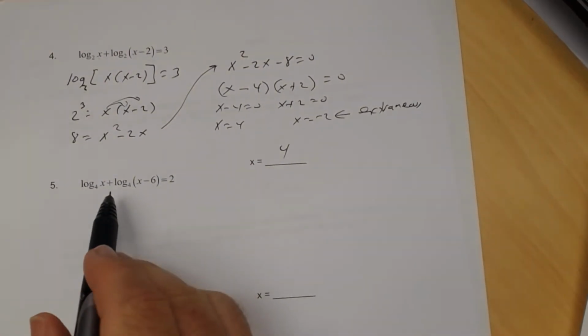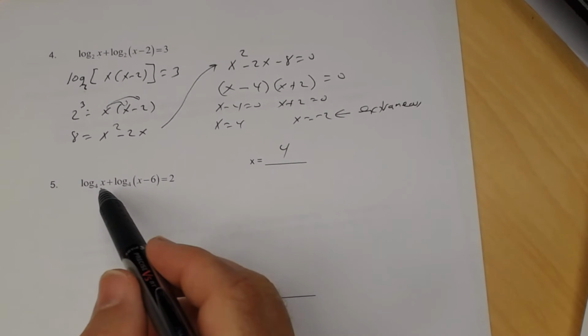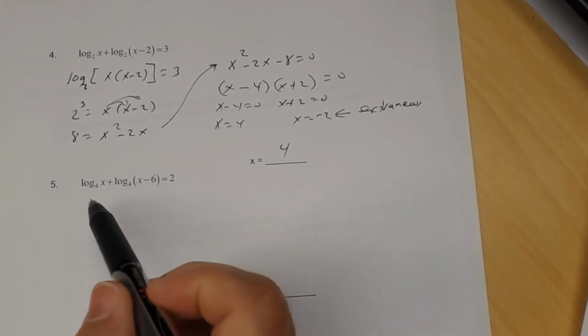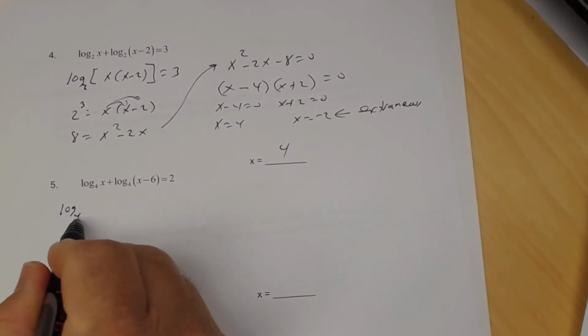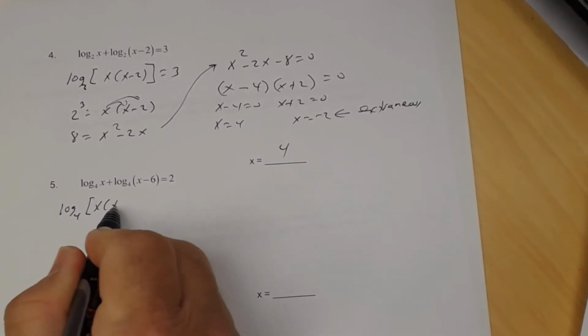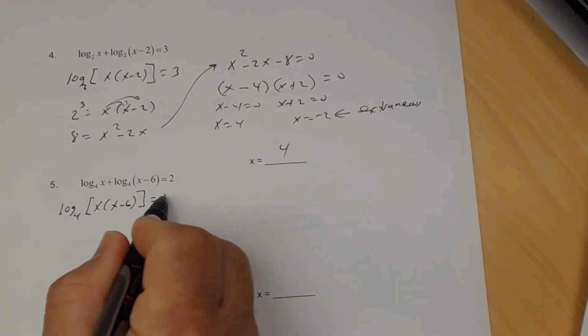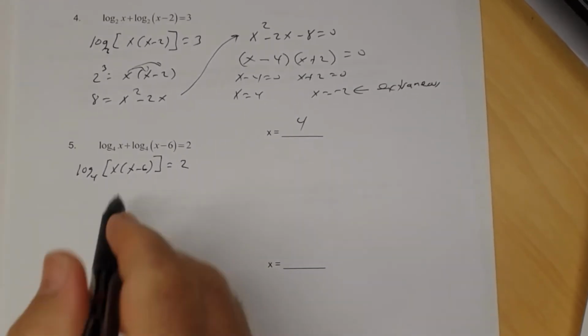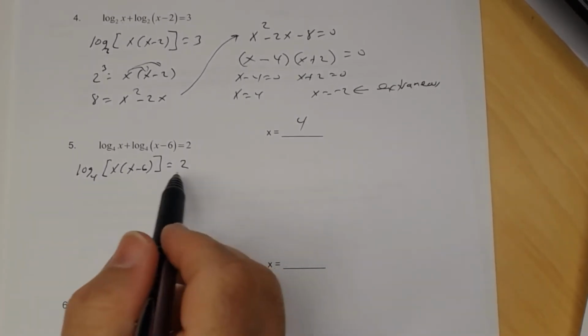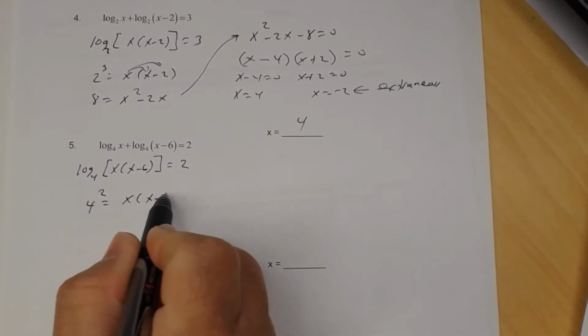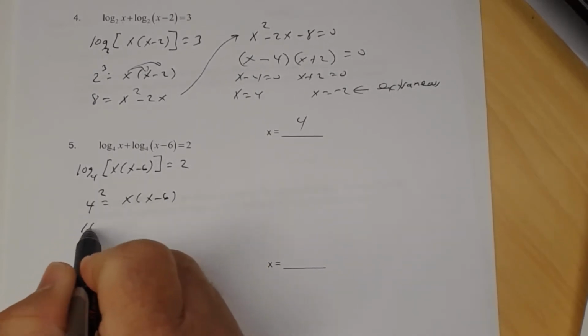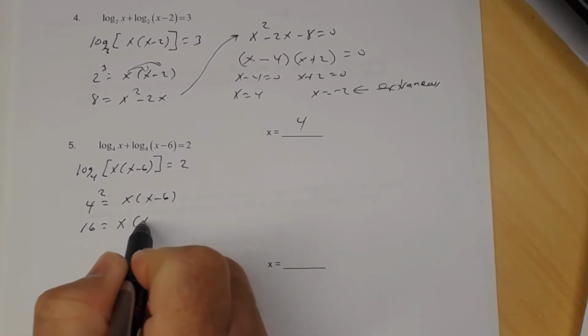Okay, number 5. Again, this is an addition, so you can change it to multiplication. The bases are the same, so you say the log base 4 of x times x minus 6 equals 2. Since I have a single logarithm, I change it to an exponential. So 4 squared equals x times x minus 6. 4 squared is 16, so I get 16 equals x times x minus 6.